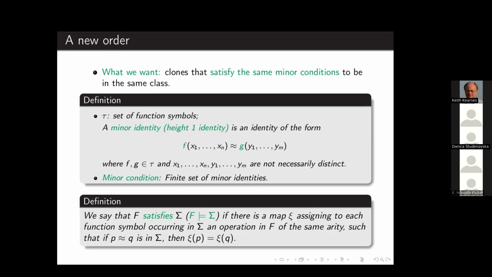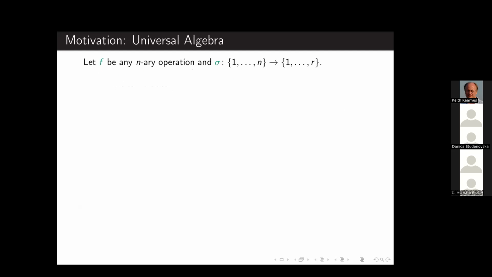Let me briefly say what I mean by saying that a clone satisfies a minor condition. In general, it means that I can assign to every operation symbol that appears in a minor condition sigma a concrete operation in the clone, such that every equality that appears in sigma is actually an equality between operations in the clone. Okay, so let me give a motivation of why I'm actually considering such an order.